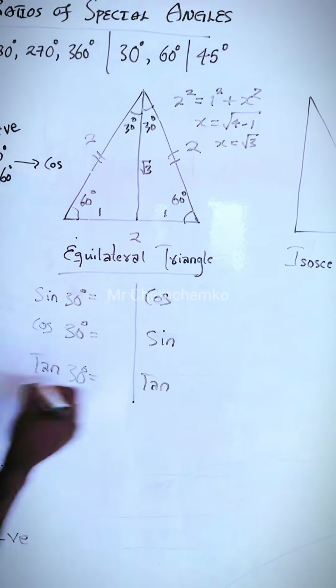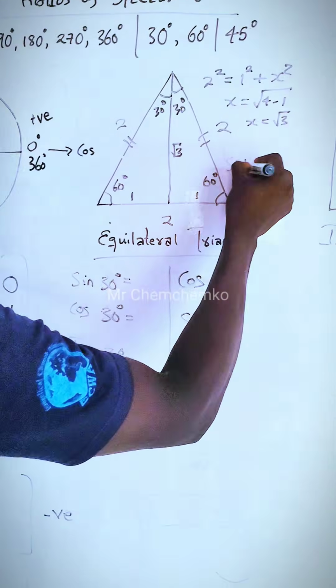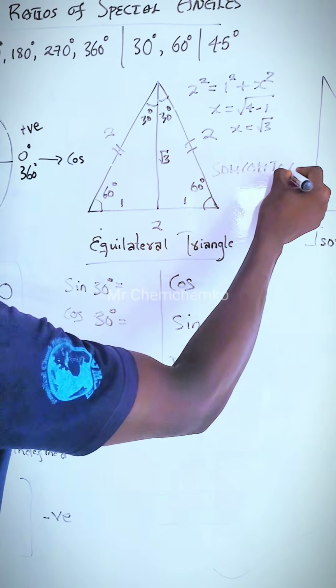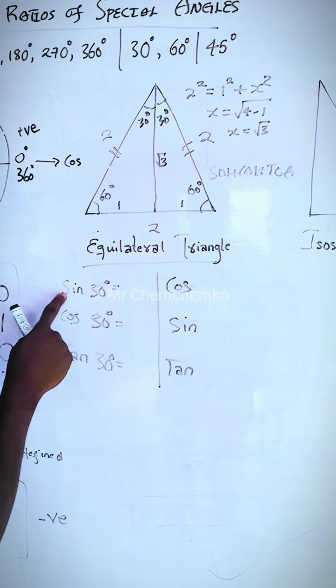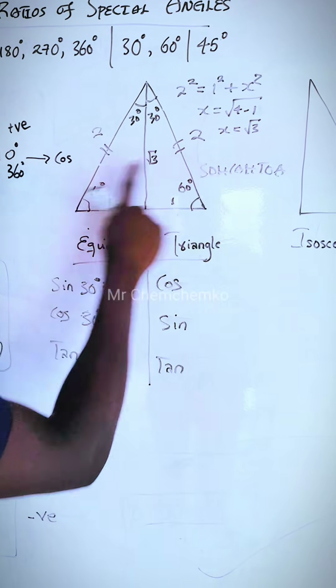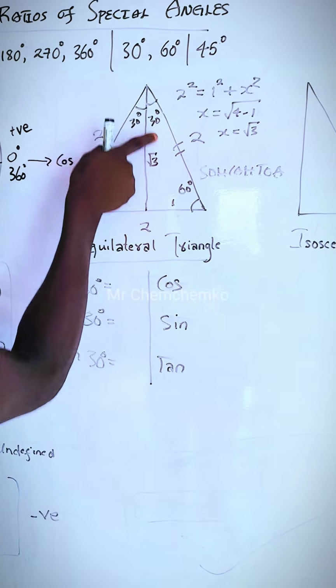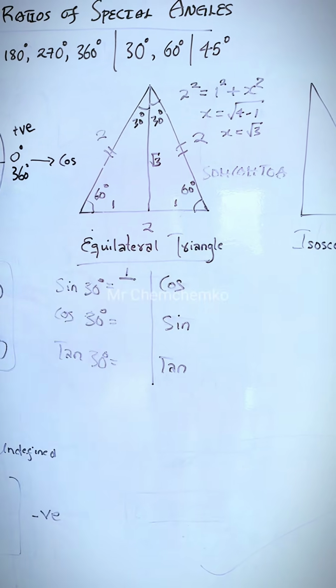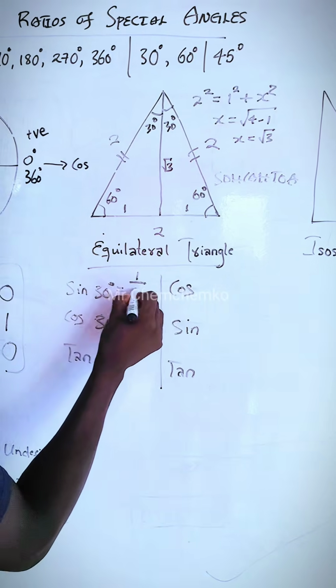So let's follow our SOHCAHTOA. Based on SOHCAHTOA, what is sine 30? Sine is opposite over hypotenuse. What is opposite? The side that is directly opposite 30, which is 1. So I'm going to put 1 here, divided by the hypotenuse, which is 2. So I'm going to put 2 here.